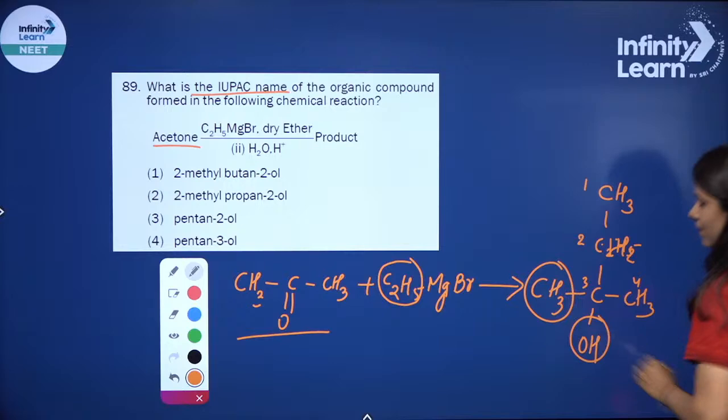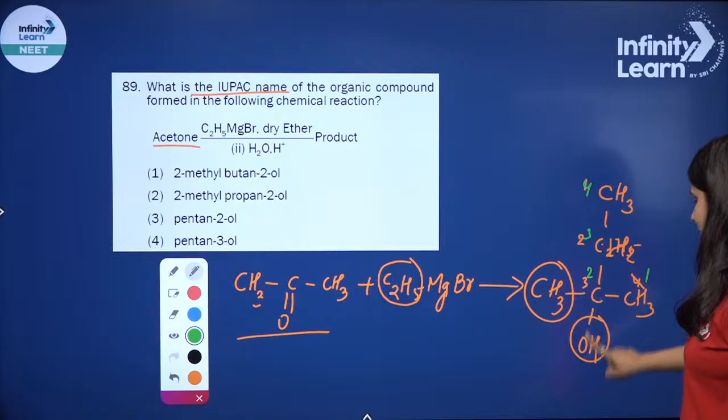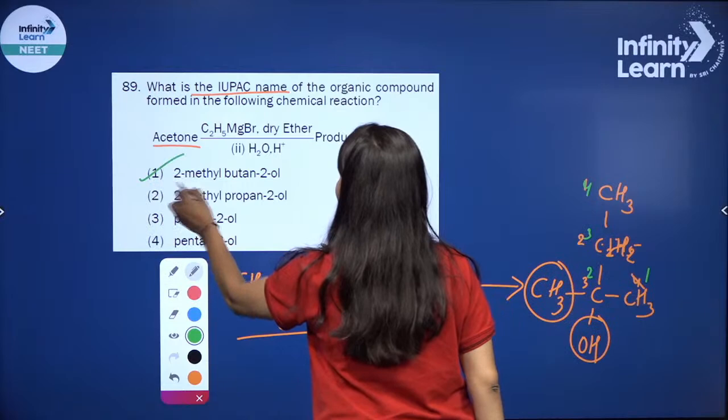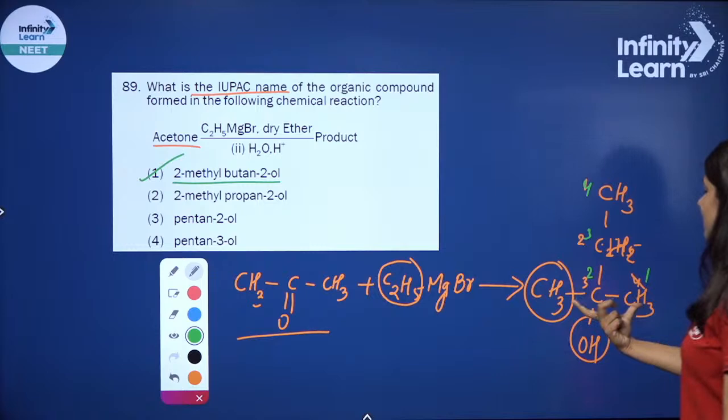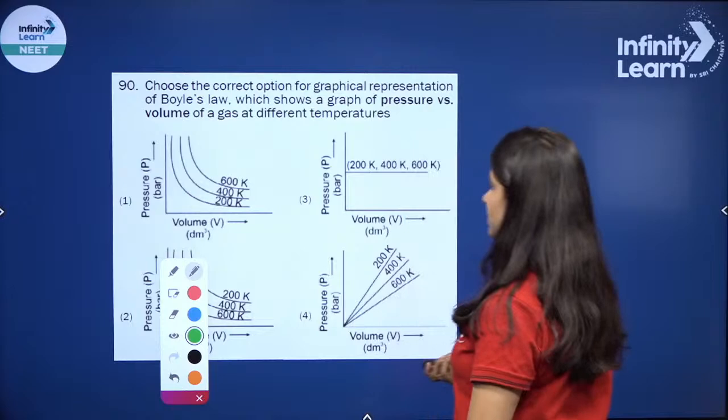So we'll start numbering from here. I'll change the color. 1, 2, 3, 4. Now what is this? 2-methylpropanol, butanol, sorry. So what is the correct answer? The answer is 2-methylbutanol, because there are 4 carbons. Generally students make this mistake by taking the wrong chain, and they mark the wrong answer. Yes, well done. So what is the correct answer? Option number 1.